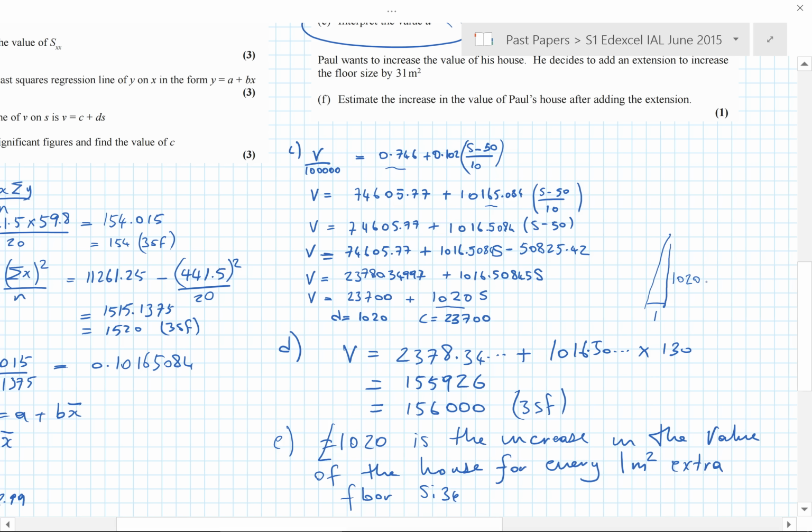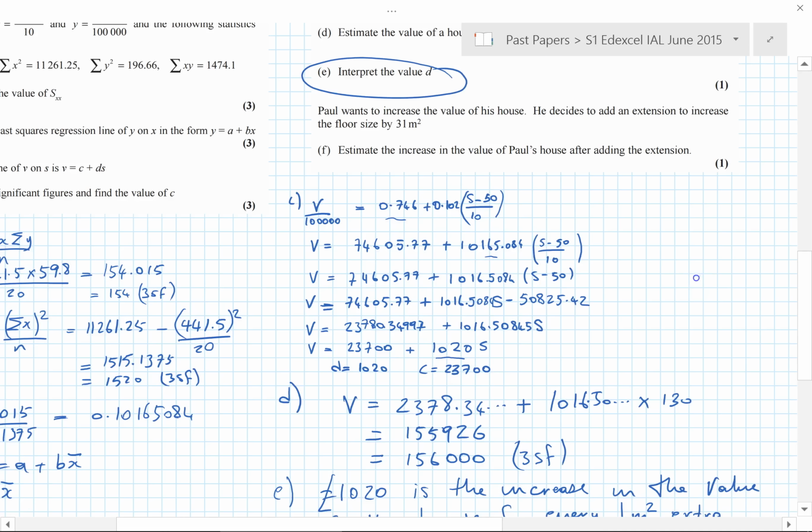So it's a gradient. I often think, well, draw a little graph of it here. Put the 1 there, that's the thing that you're increasing, the extra bit. In this case, it's floor space. How much does the value of the house go up? Mention the number in your interpretation and say what it means. So that will get you your few marks.